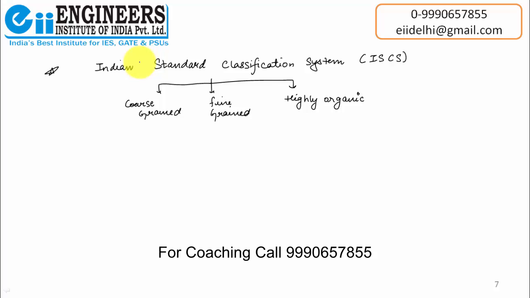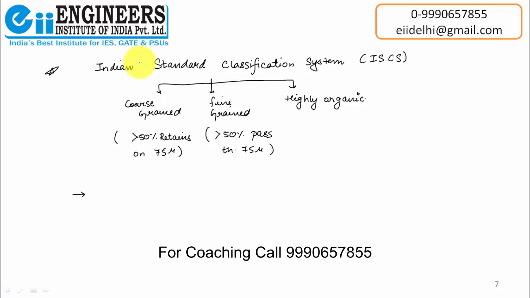Highly organic soils. Well, if more than 50% retains on 75 micron sieve, then it is coarse grained. If more than 50% passes through 75 micron sieve, then they are known as fine grained soils. Now let's go into details of coarse grained soils.